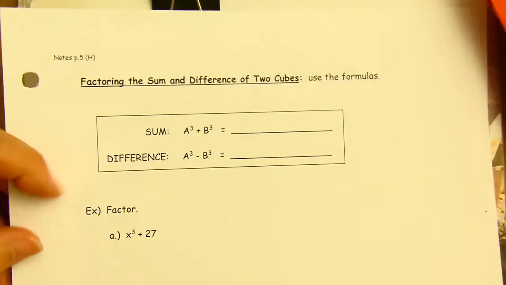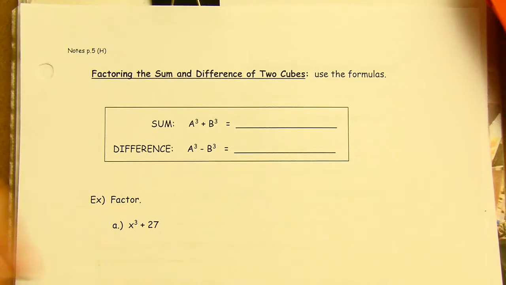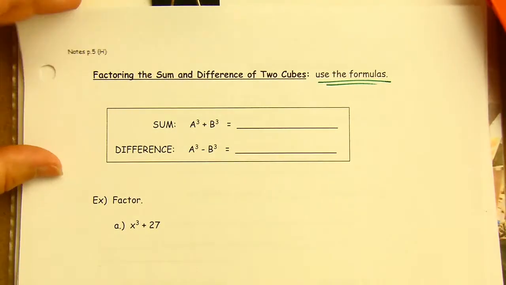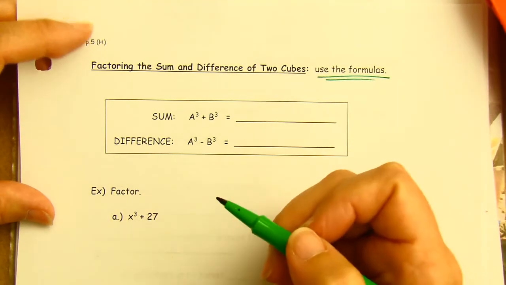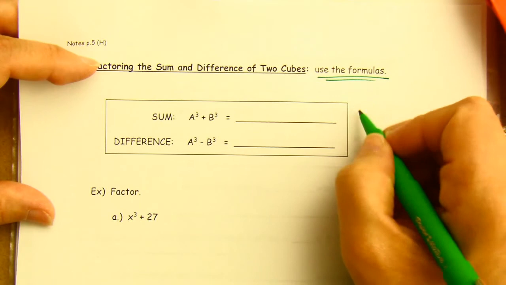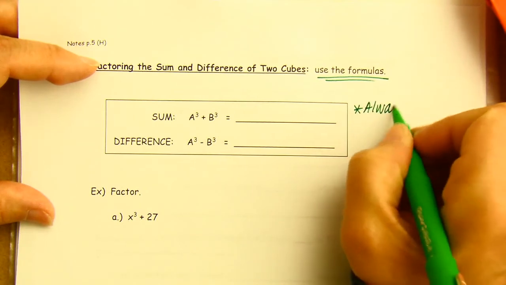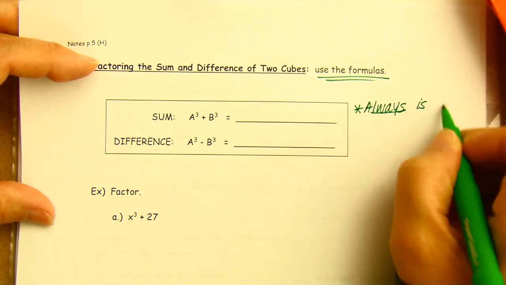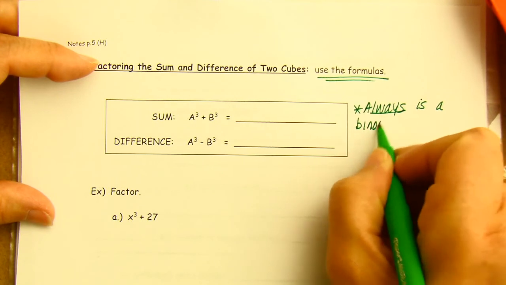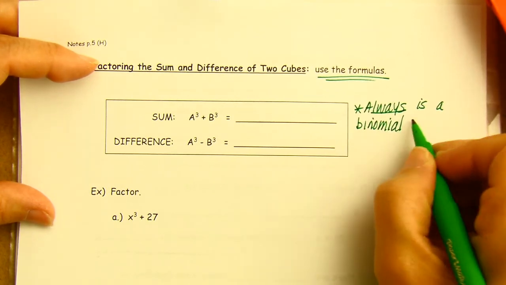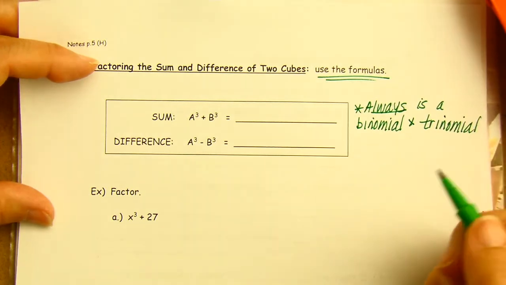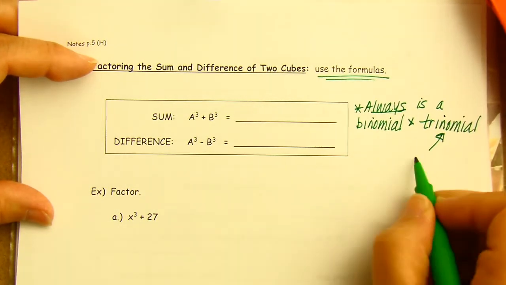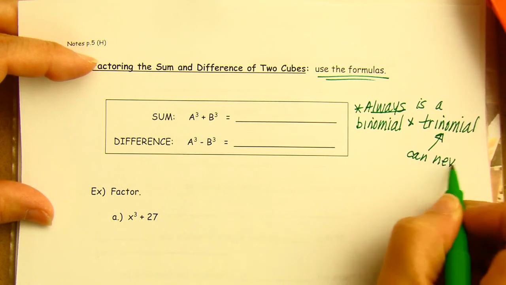Okay, the next kind of factoring is factoring the sum and difference of 2 cubes. Now, I would recommend that you use the formulas for this. When I'm factoring a cubed plus b cubed, it's always a binomial multiplied with a trinomial. Always. And this trinomial can never be factored.